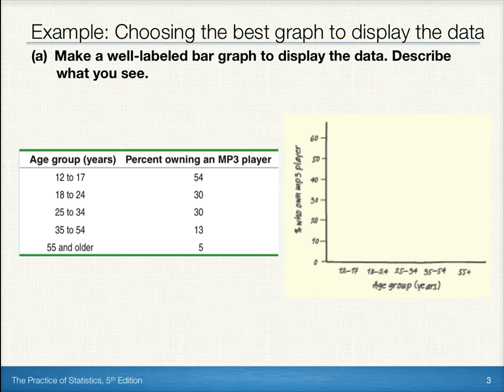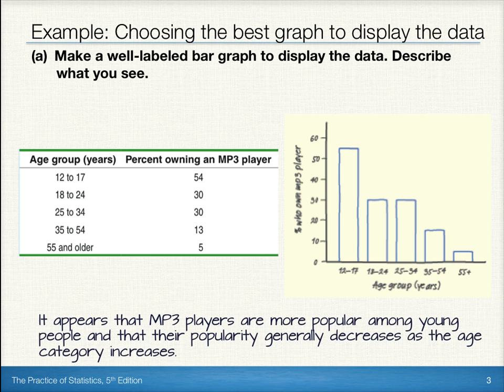To make the bar graph then, what we'll need to do is draw one bar per category whose height corresponds to the percent owning an MP3 player in that particular category. As you can see then, we end up with 5 different bars. Notice they don't touch since we have different categories here, and the heights of each correspond to the percents in the table. We can see in this bar graph that it appears MP3 players are more popular among young people, and that their popularity generally decreases as the age category increases.